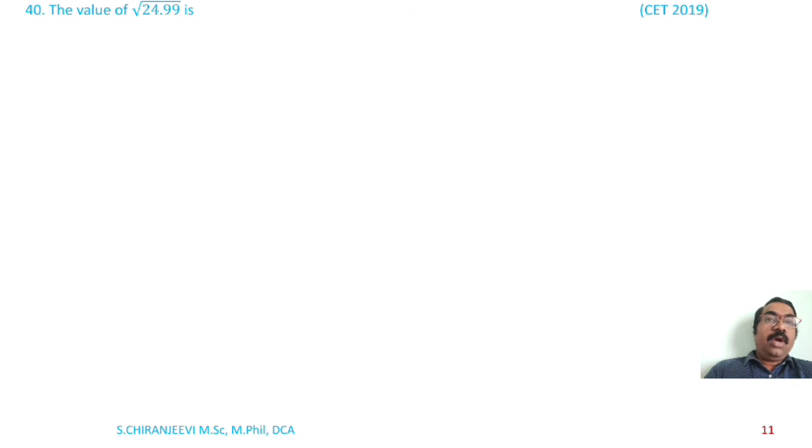Next, 40th one, the value of square root of 24.99 is, which is asked in the CET 2019. Options are there 4.899, 4.897, 4.999 and 5.001. So here you can directly go for which is very closer to the value of root 25, which is 5. So it will be 4.999, which will be the answer.